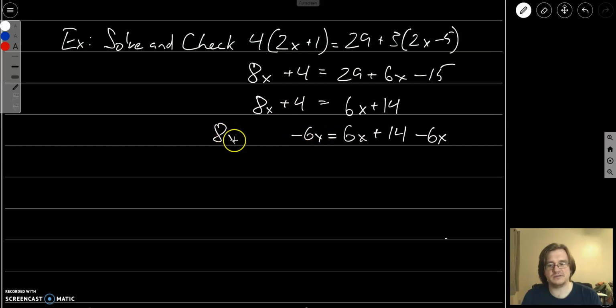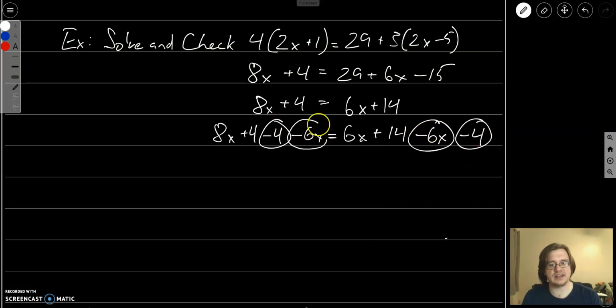But I also have that 4 there, so I want to subtract 4 on both sides. Notice, the negative 4 I've put on both sides, and the negative 6x I've put on both sides. Whatever you do to one side, you have to do to the other. Next, simplify again. The reason that we put the negative 4 on both sides is so that those cancel. The reason I put the negative 6 on both sides is that these guys cancel.